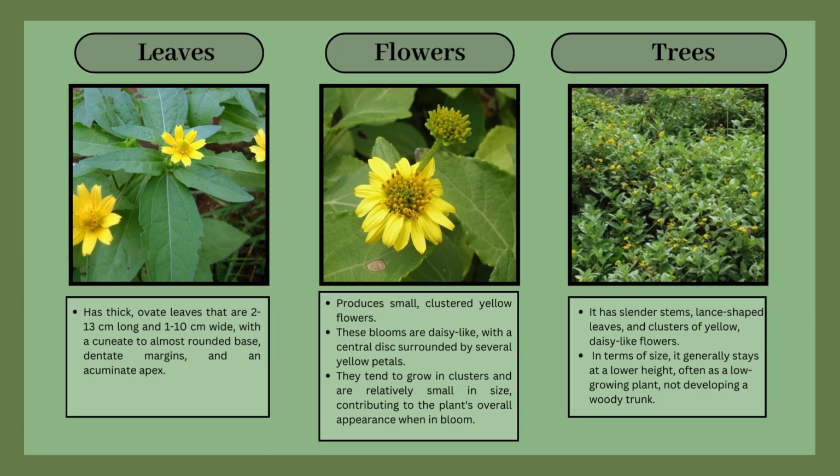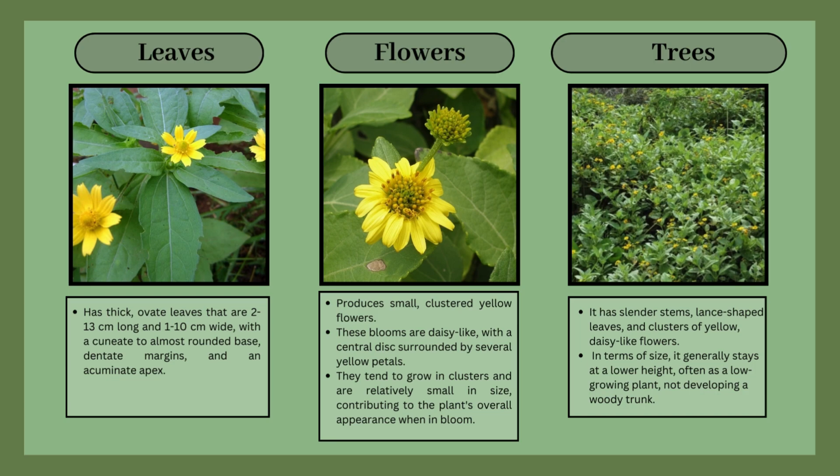For the leaf, Melothria biflora has thick ovate leaves that are 2 to 30 centimeters long and 1 to 10 centimeters wide with a cuneate to almost round base, dentate margin and an acuminate apex. For the flower, Melothria biflora produces small clustered yellow flowers. These blooms are daisy-like with a central disc surrounded by several yellow petals. They tend to grow in clusters and are relatively small in size, contributing to the plant's overall appearance when in blossom.